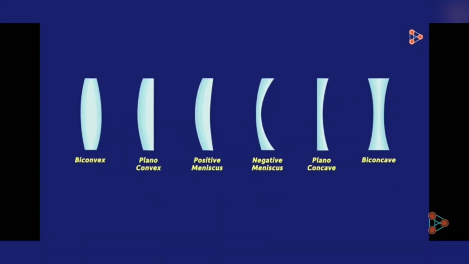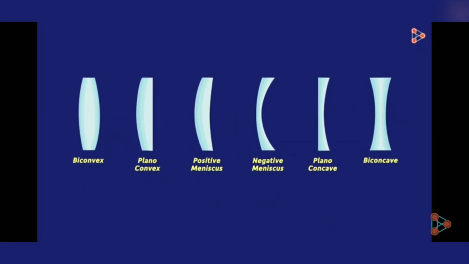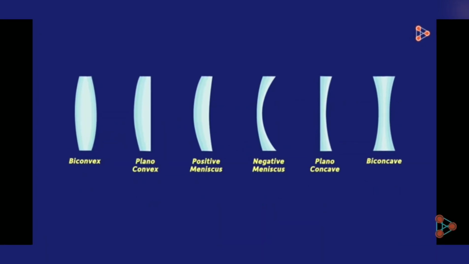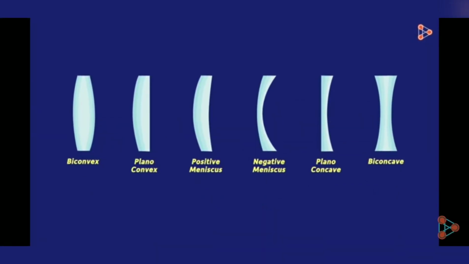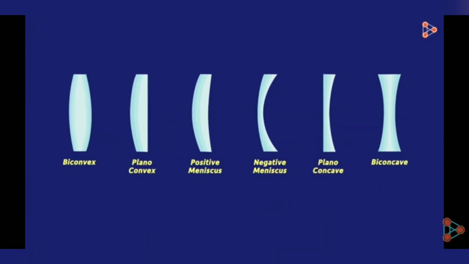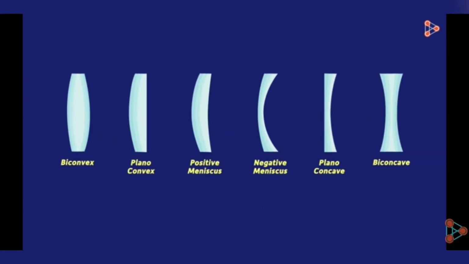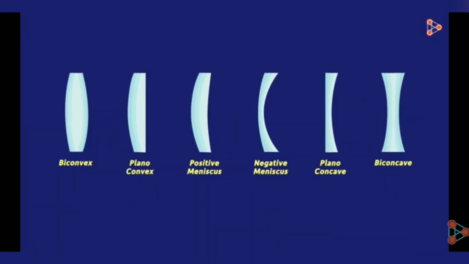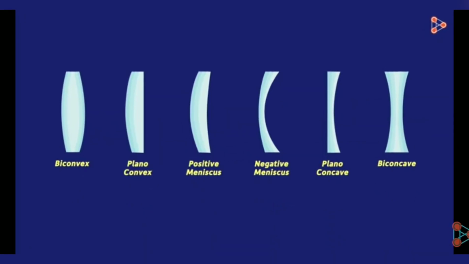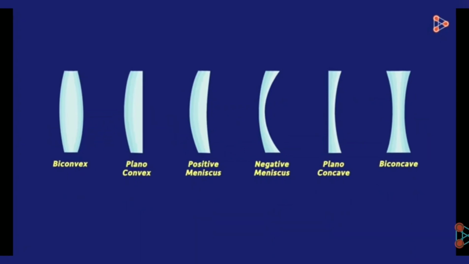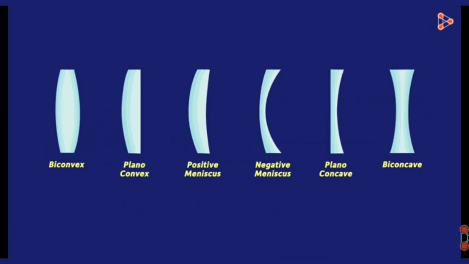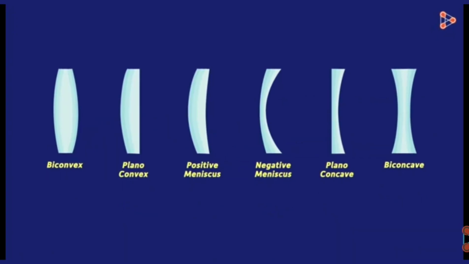As you can see here, these are the different types of lenses, but we are going to study in detail only two of them. These will be the biconvex lens and the biconcave lens, or simply convex and concave lens. We will be discussing these two lenses in detail. You are already familiar with some of the properties of these two types of lenses from your previous classes. We'll just recapitulate those.